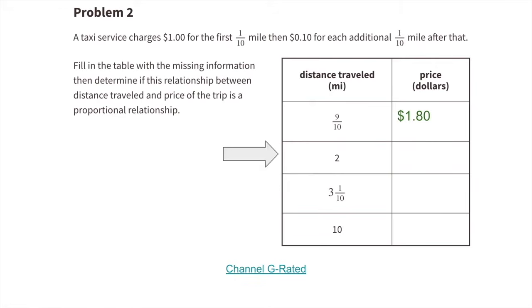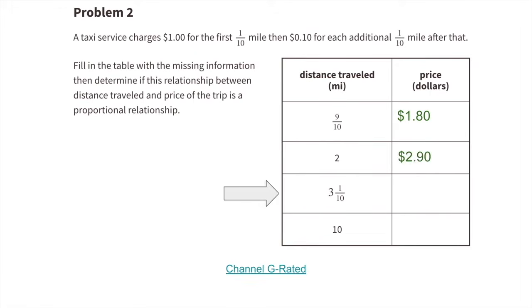When the distance traveled is 2 miles, that's the same as 20/10. And one of those tenths would be used for the first 10th of a mile, which would be $1, leaving 19/10 left over, or 19 dimes. And 19 dimes is $1.90. So $1 for the first 10th added to $1.90 would be a total of $2.90 to travel 2 miles.